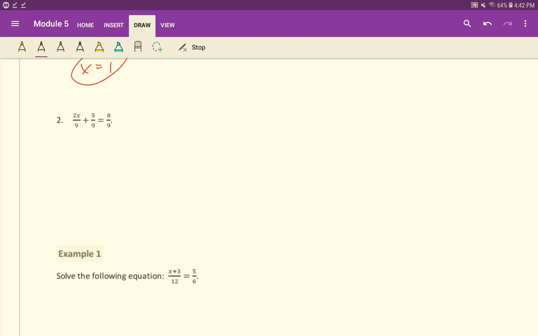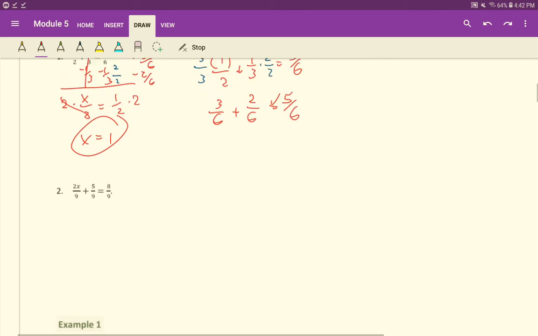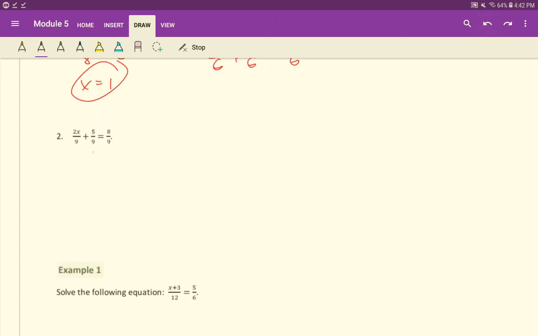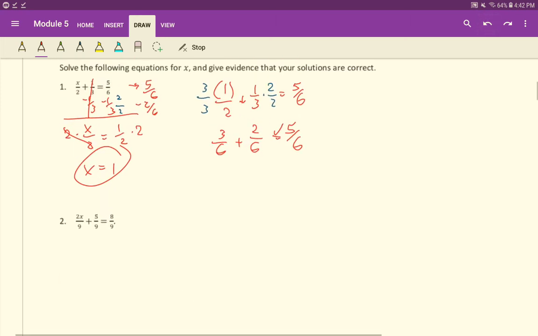All right, let's try number 2. Now number 2 already has common denominators. They're all 9, so we can work this a couple different ways. One way is like we did up here, where we got rid of that constant term and then solve for the x. So what would be our first step here if we're going to solve it like we did number 1? In fact, why don't you go ahead and pause the video if you want to and try and solve number 2 just like we did number 1.